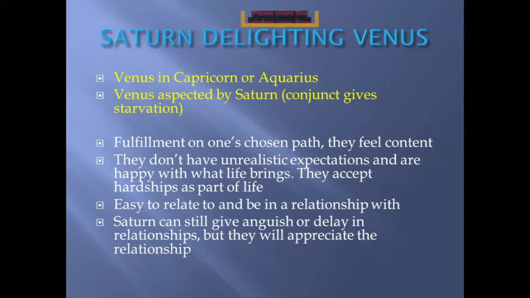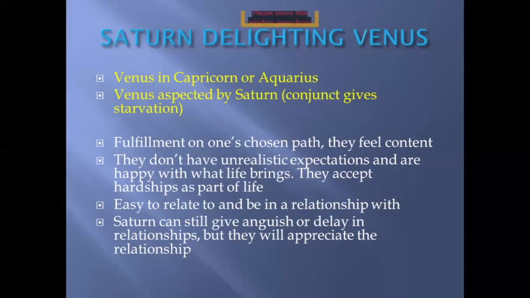Saturn's a very realistic planet, so it's going to give the native very realistic expectations, and they're going to be happy with what life brings. These people usually accept that hardships are just part of life, that there's going to be ups and downs in life. They just get on with it, and they accept them as part of their journey.